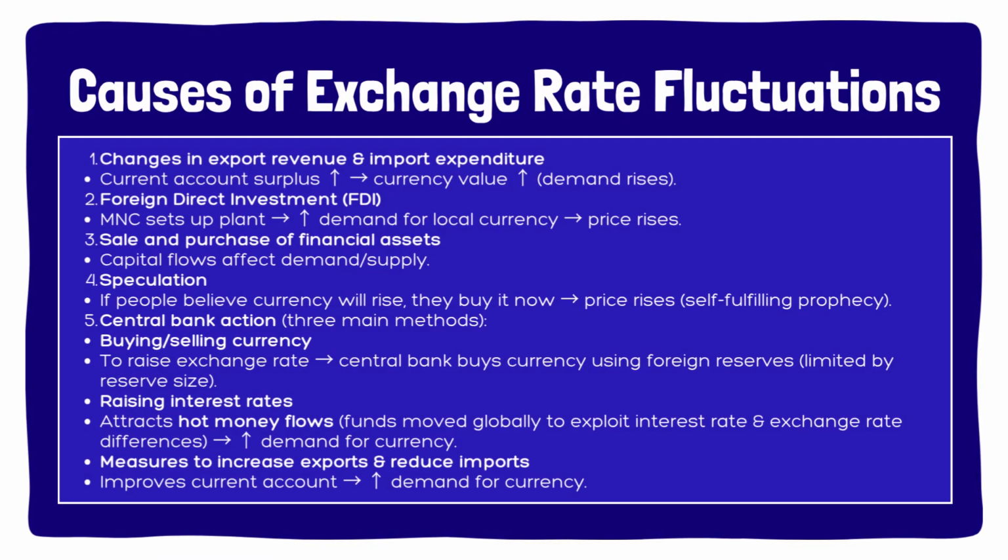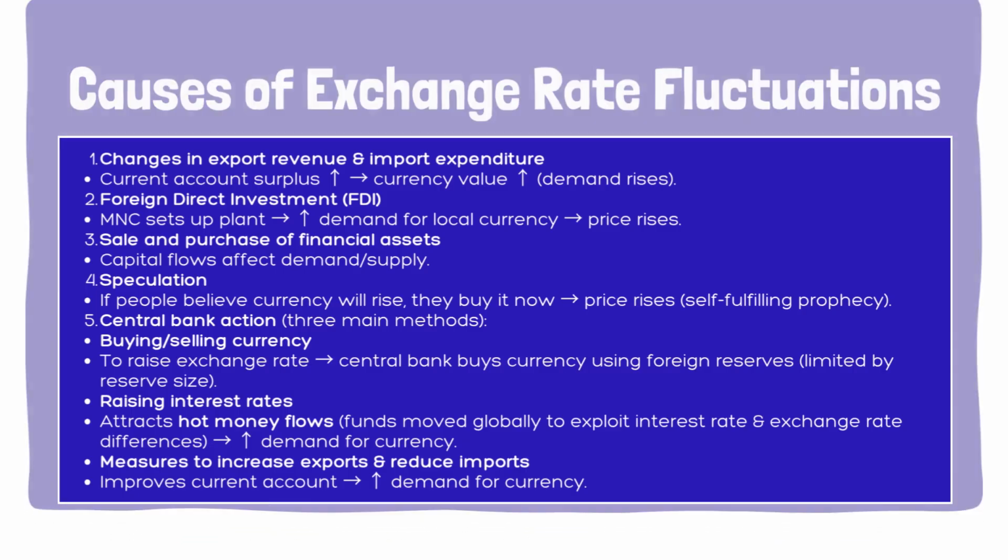Changes in exports and imports can affect demand and supply for currencies. For example, if exports increase relative to imports, demand for the currency rises and its value tends to increase. Foreign direct investment can also strengthen a currency if multinational companies invest in the country. Speculation is another major factor because expectations about future exchange rates can influence current demand and supply. Governments and central banks may also intervene by buying or selling currencies or changing interest rates to influence exchange rates.